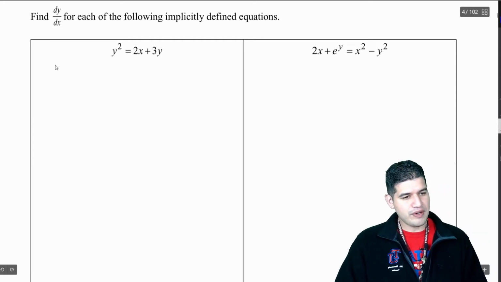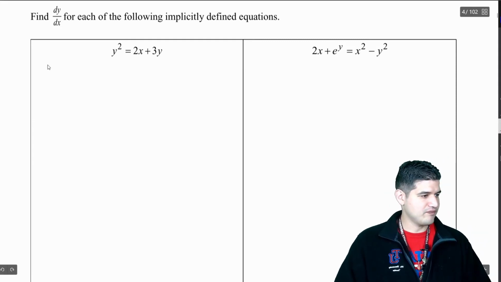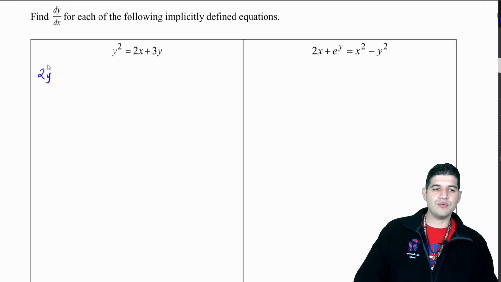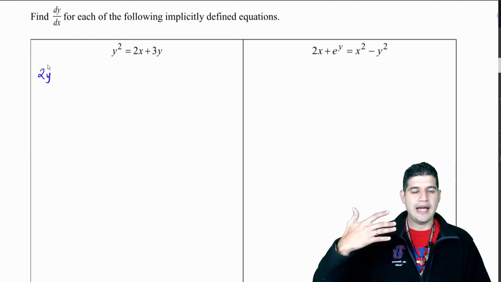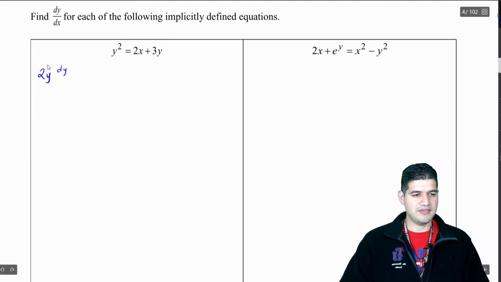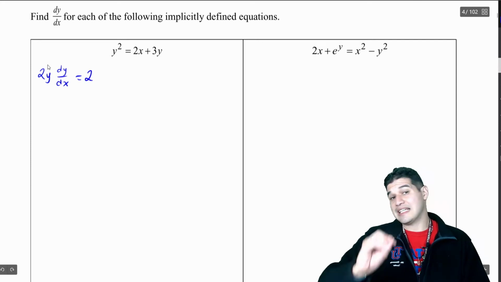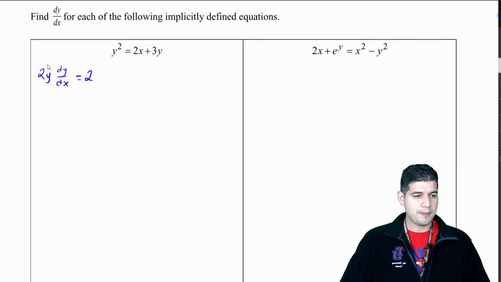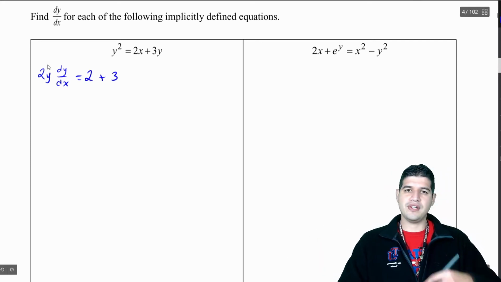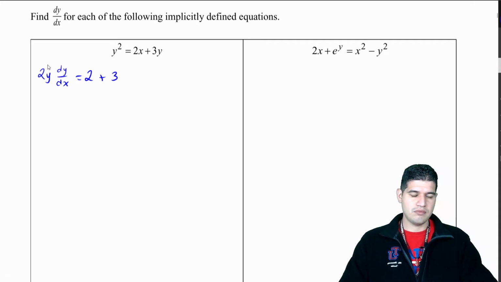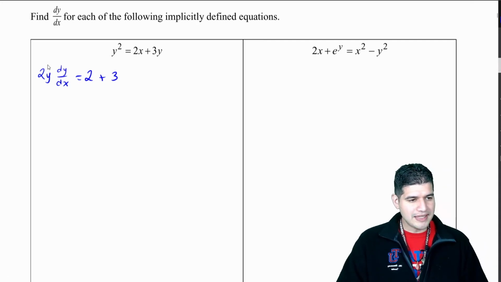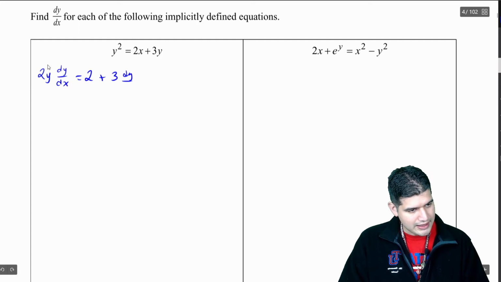If I take that derivative of 2 times y with respect to x, I have dy/dx kind of like a little breadcrumb coming out here. Okay, so that's going to equal 2, since dx/dx I'm not even going to write, plus 3. The derivative of 3y is just that constant multiple 3, but I still have dy/dx here.